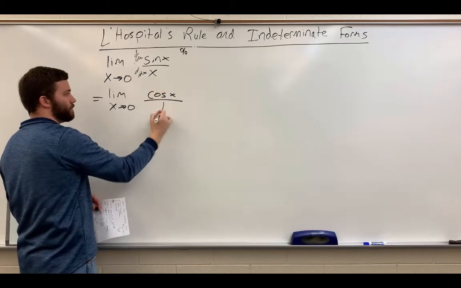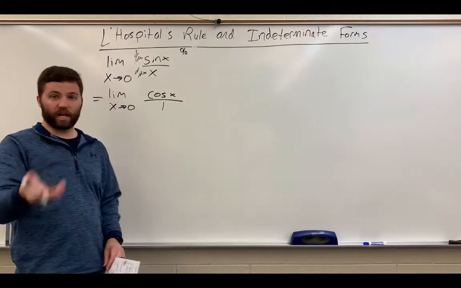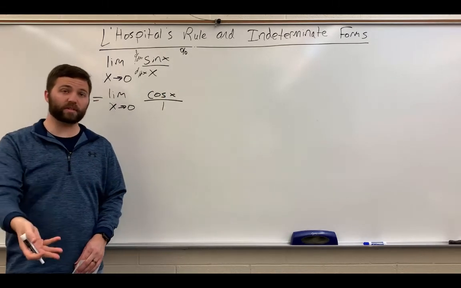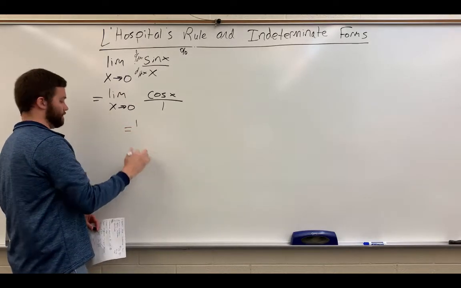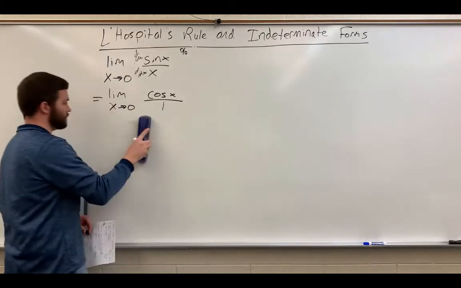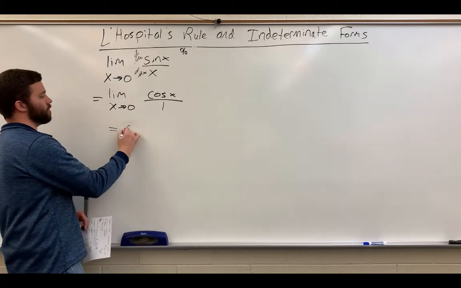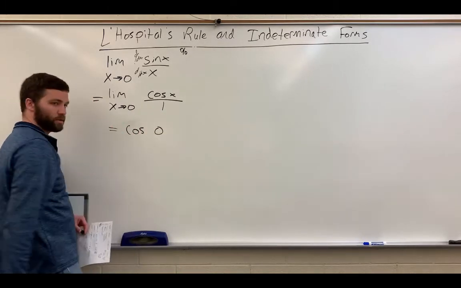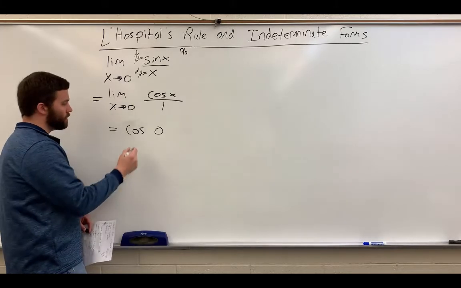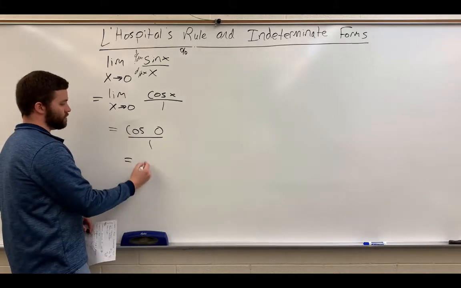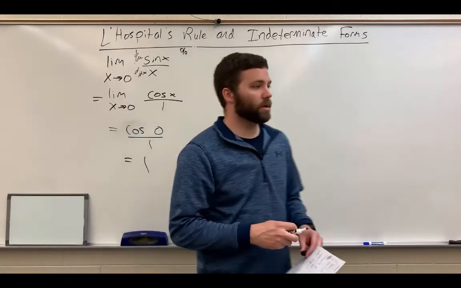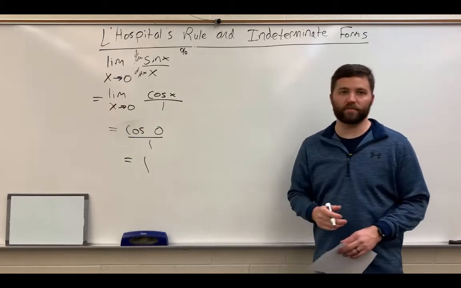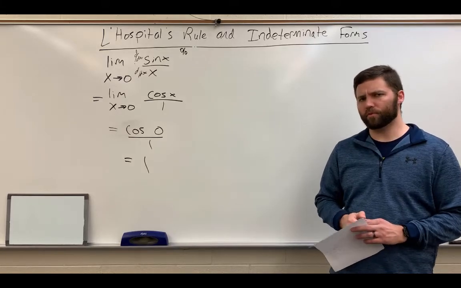Derivative of x is 1. Okay? So now I check, can I use direct substitution now? And I can. When I plug in 0, I'm going to get, not the limit anymore, because we're evaluating the limit, just cosine of 0 over 1. And that's just 1 over 1, which is just 1. So L'Hopital's rule checks out with what we would see graphically if we look at the table.